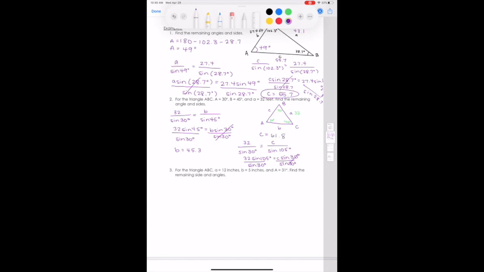And side C equals 61.8 feet if you worry about labels or units.